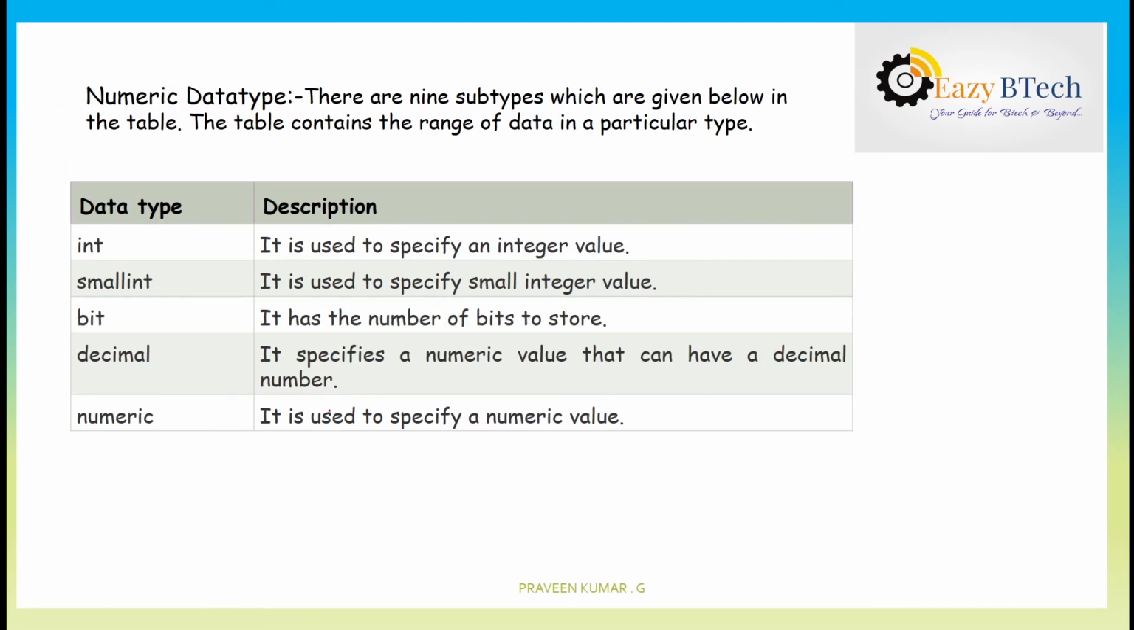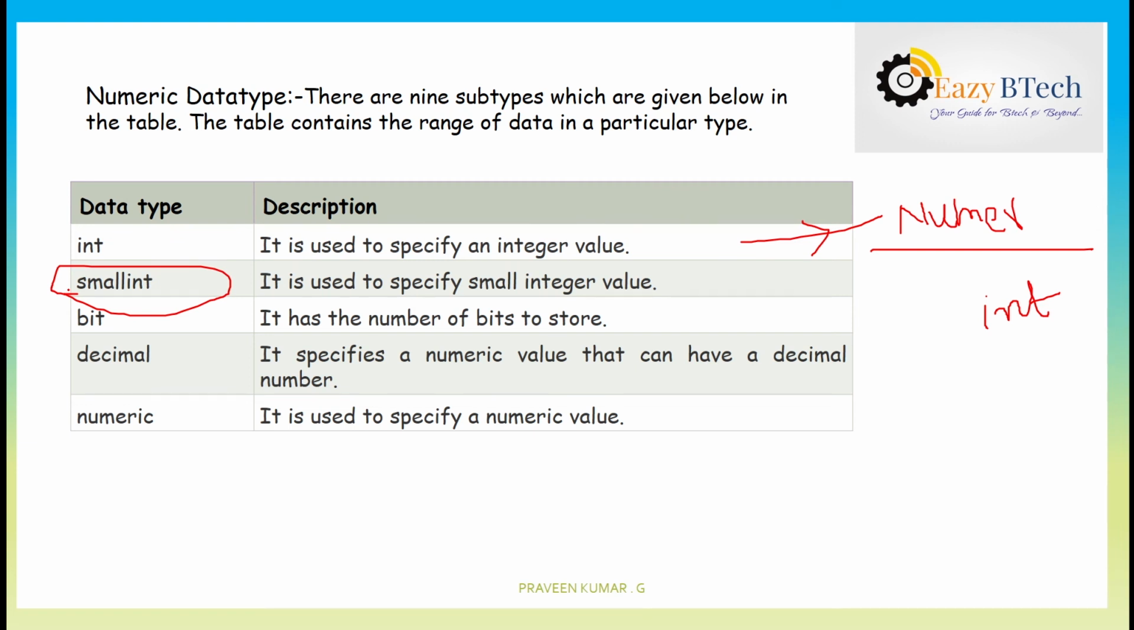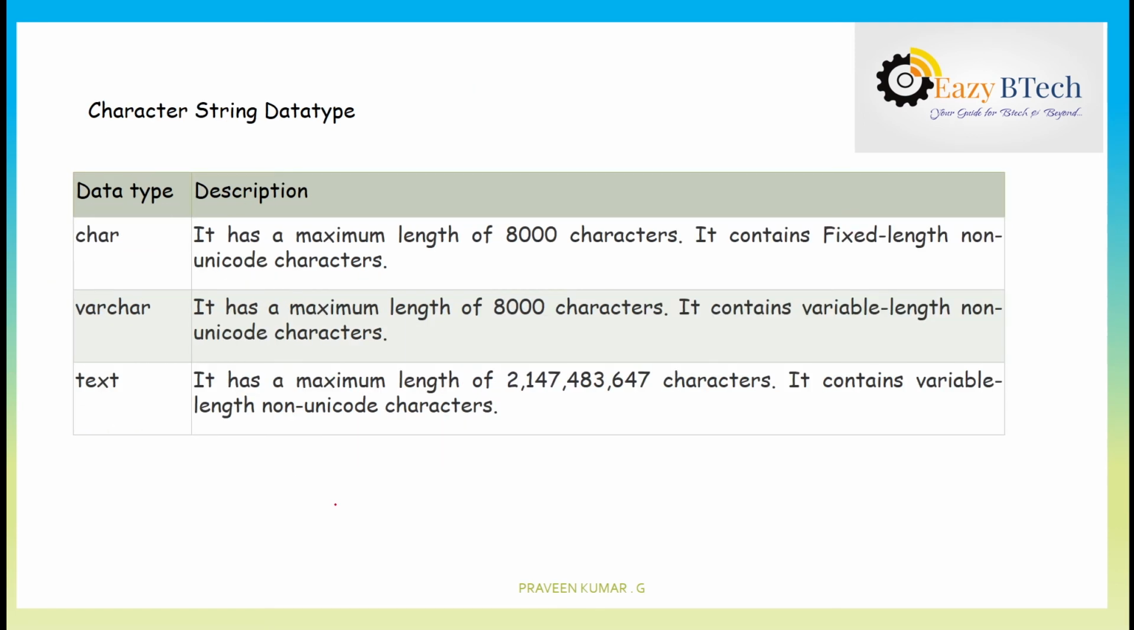Next one is numeric data. There are around 9 types: integer, small integer, long integer, bit, decimal and numeric. We will discuss the data types in detail. In SQL, we declare a number as a number or int. If you are using small integers, we go with smallint. If you are using a bit value, we go with bit. For a decimal value, we go with decimal, and so on.